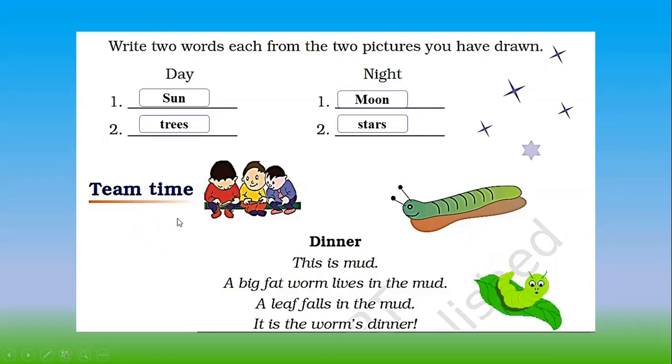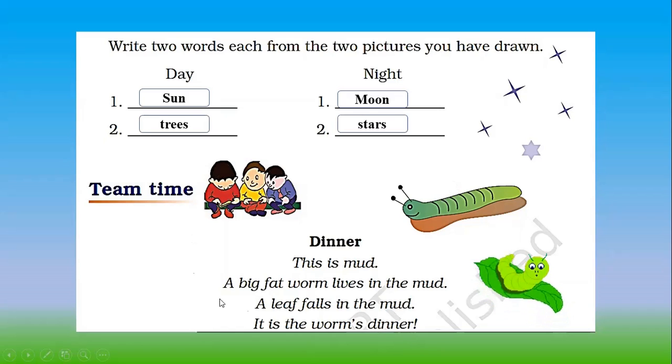Going down, we have team time, children. Now read this along with me. The heading of this short poem is dinner. This is mud. A big fat worm lives in the mud. A leaf falls in the mud. It's the worm's dinner. Now you can see a worm here, children. And what is the worm's dinner? It is a leaf.